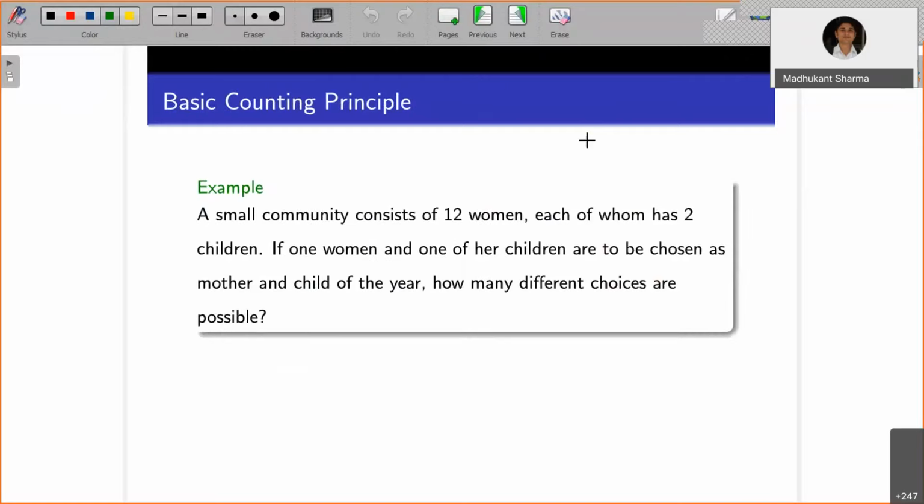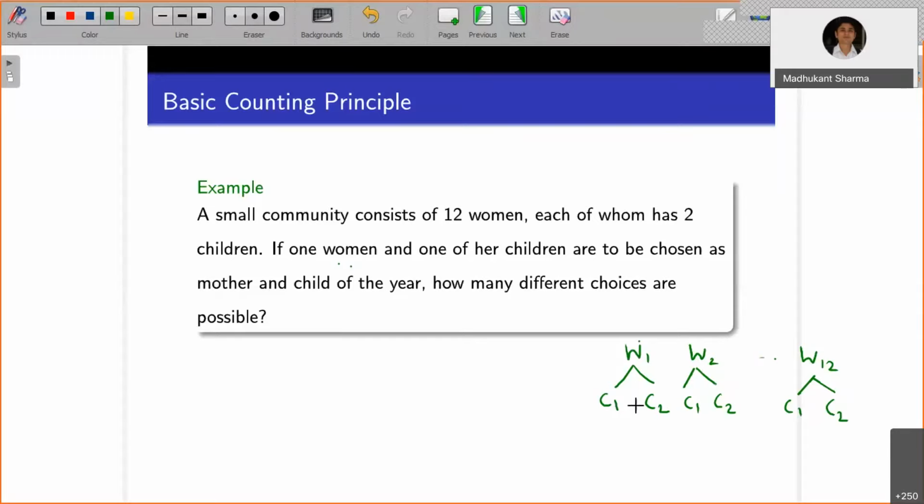The example is as follows. It's a small community consisting of 12 men, each of whom has 2 children. If one woman and one of her children are to be chosen as mother and child of the year, how many different choices are possible? If you denote each woman by W1, W2, and so on up to W12, each W is followed by C1 or C2, her children. So you can combine W1 with C1, W1 with C2, W2 with C1, W2 with C2, and so on.